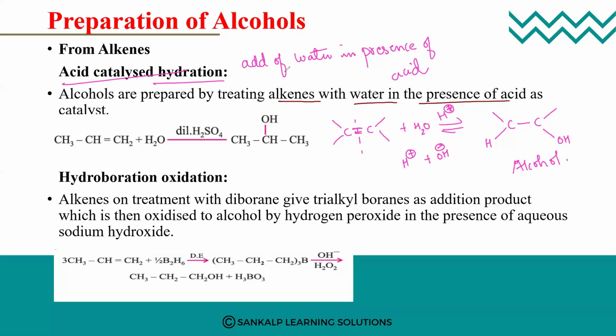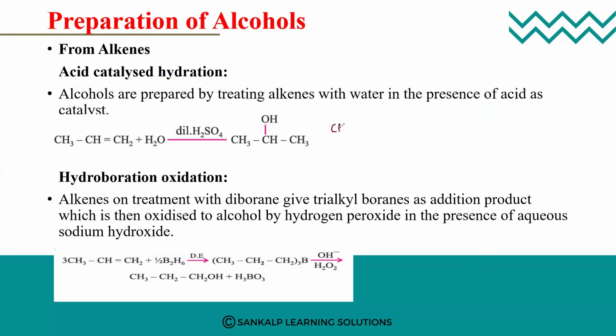Is it clear? Okay. Let me give one more example. CH3, CH, double bond, CH2 plus H2O. In the last example we used a symmetrical alkene. Now here we have an unsymmetrical alkene. Whenever we have an unsymmetrical alkene, what are we going to do? We are going to follow the Markovnikov rule, right?